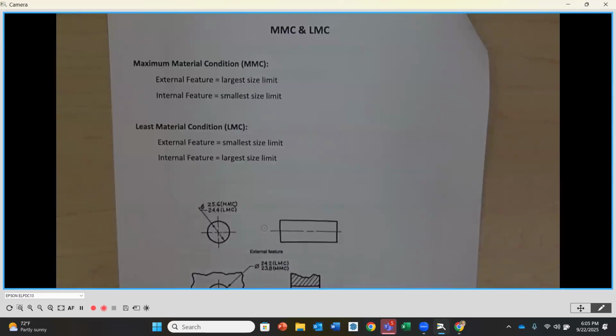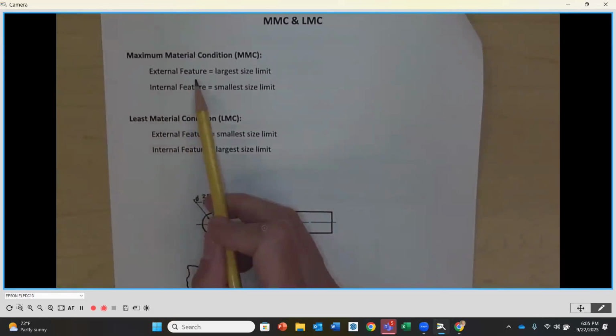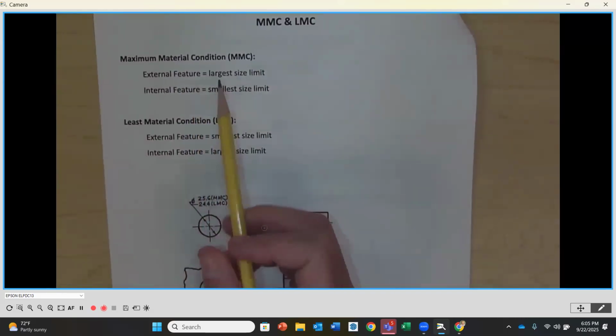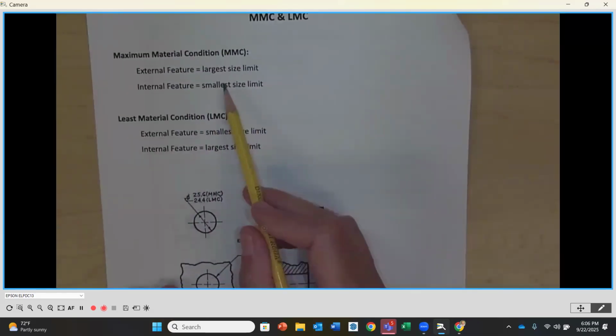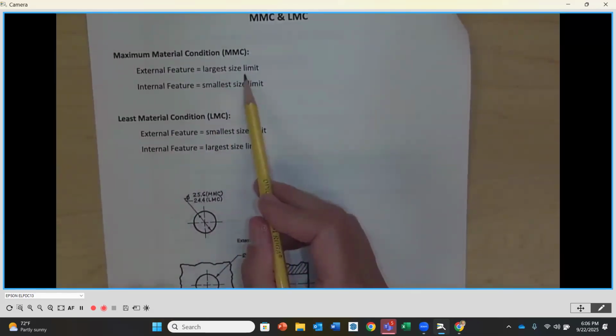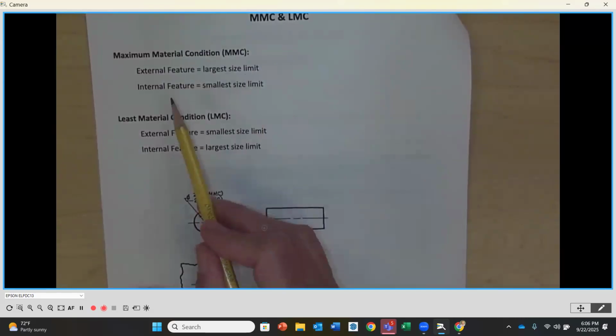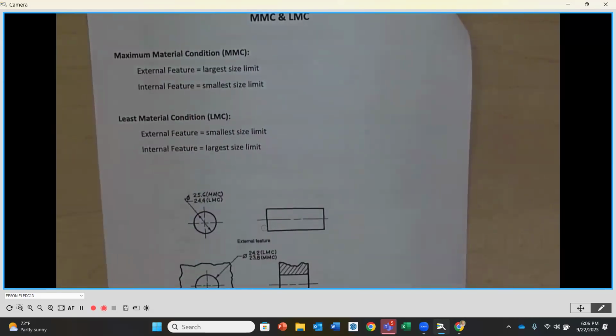Now, it depends. If I am an external feature, that means that the largest size within that tolerance zone is going to be the MMC size, okay? If I'm an internal feature, it's going to be just the opposite. It's going to be the smallest size. Now, what is an external feature? What is an internal feature?